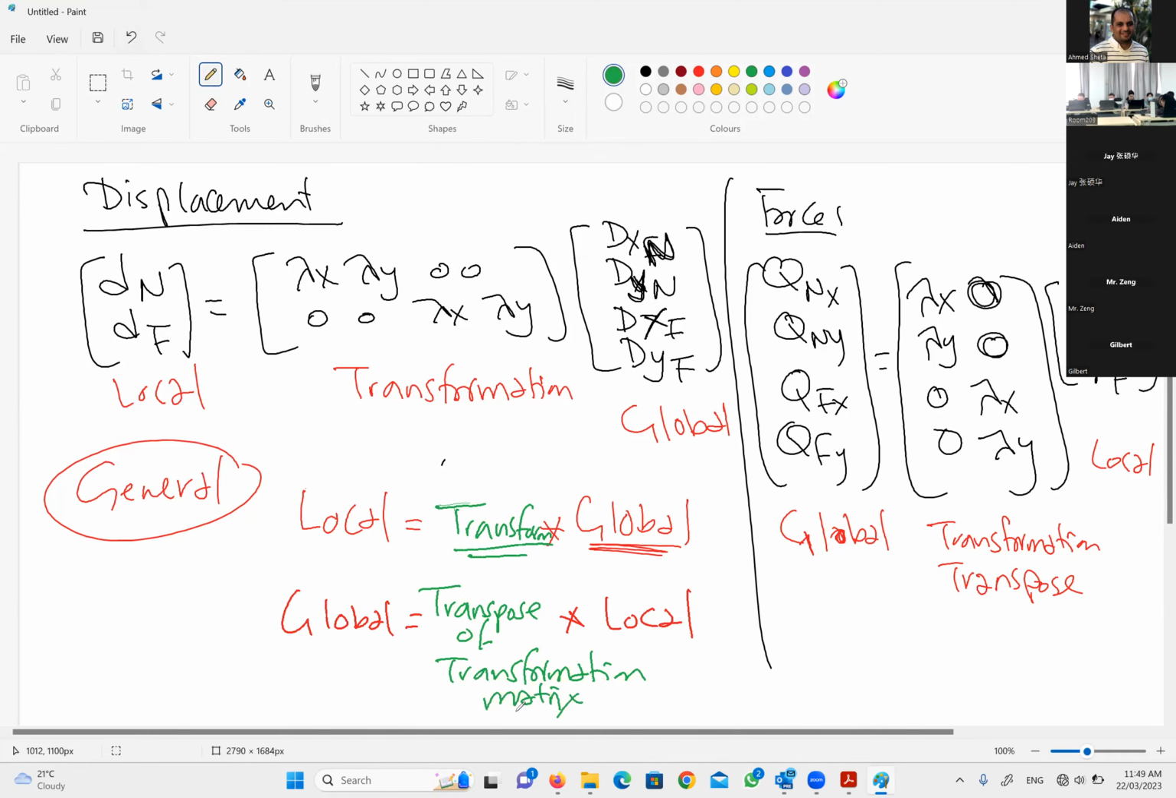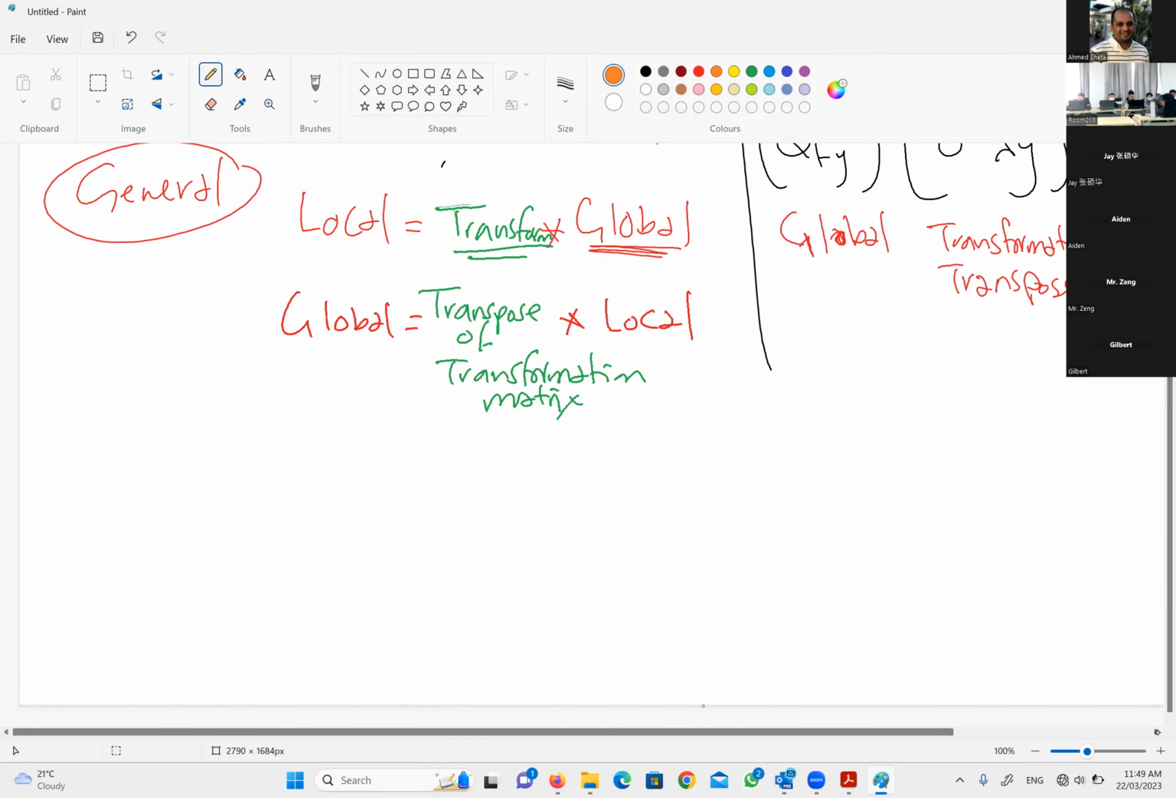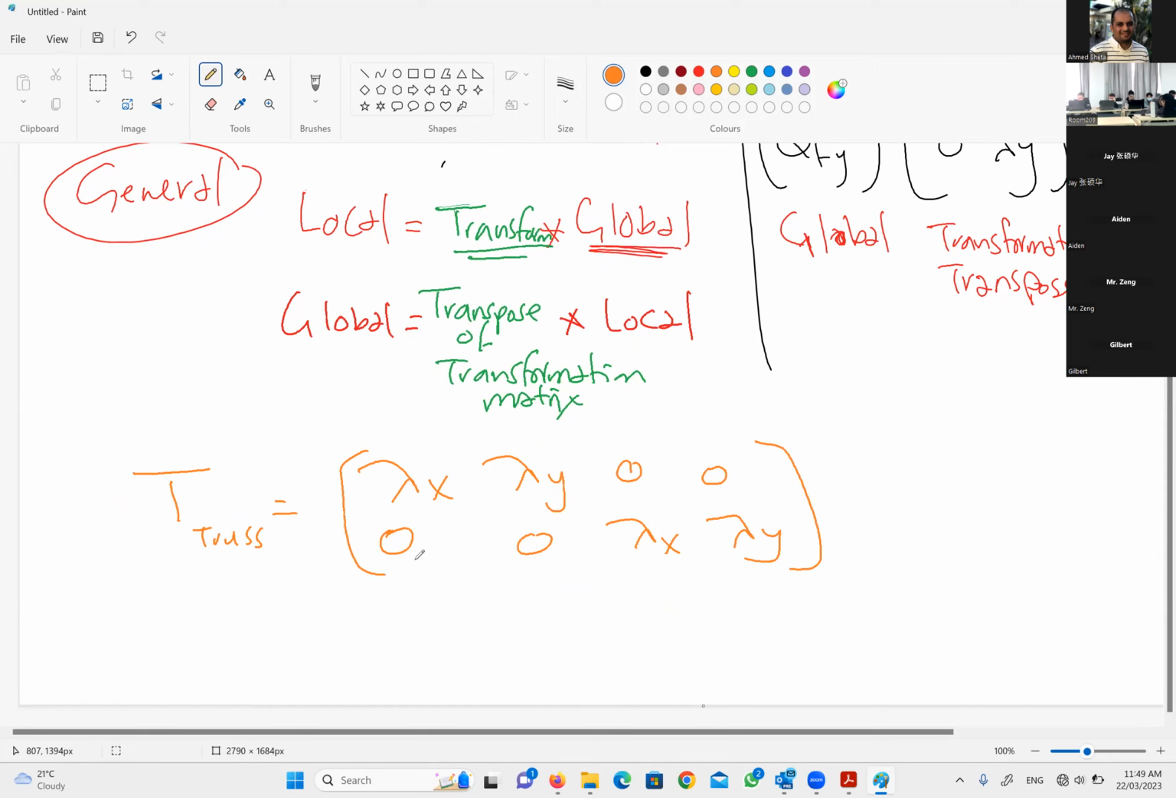So what you need to keep in mind is this matrix. This matrix you should know and keep in mind. What is the transformation matrix for a truss? T for a truss is equal to lambda x, lambda y, 0, 0, 0, 0, lambda x, lambda y. So this transformation matrix is 2 by 4.